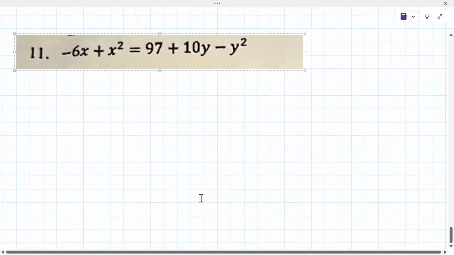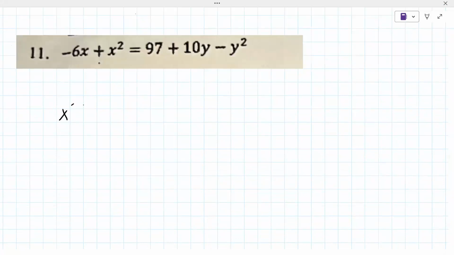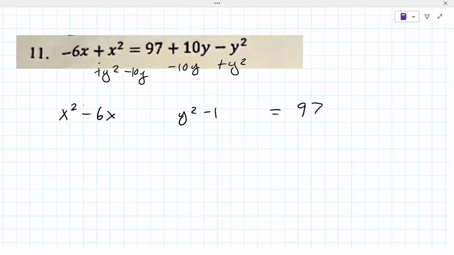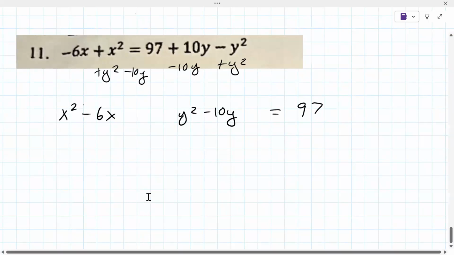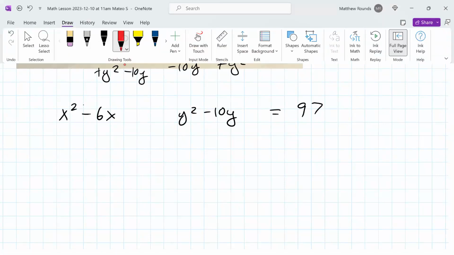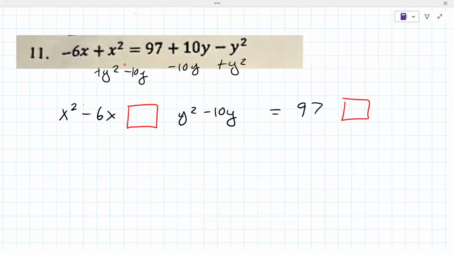Okay, you ready to move on to 11? Yeah, let's do it. Okay. So this one's a little bit disorganized. We're going to write it as x squared minus 6x, and then I'm going to add y squared to both sides and subtract 10y from both sides. So the 97 stays on the right, but it's y squared minus 10y on the left here. So it's x squared minus 6x plus y squared minus 10y. And then same thing with these little spaces that we're going to fill in.